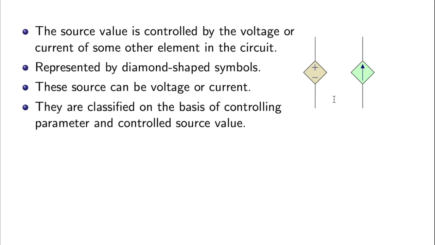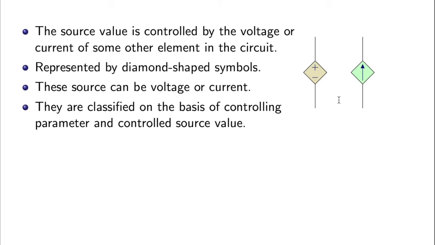Having gone through the ideal and the practical sources, now I am introducing the controlled sources. First of all, there is a difference in the representation. They are represented by a diamond shape arrangement. If a plus and minus are indicated, it represents a voltage source. If there is an arrow, it represents a current source.